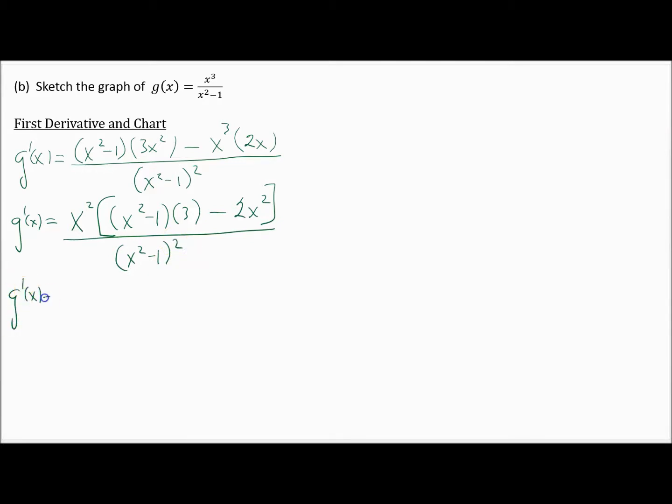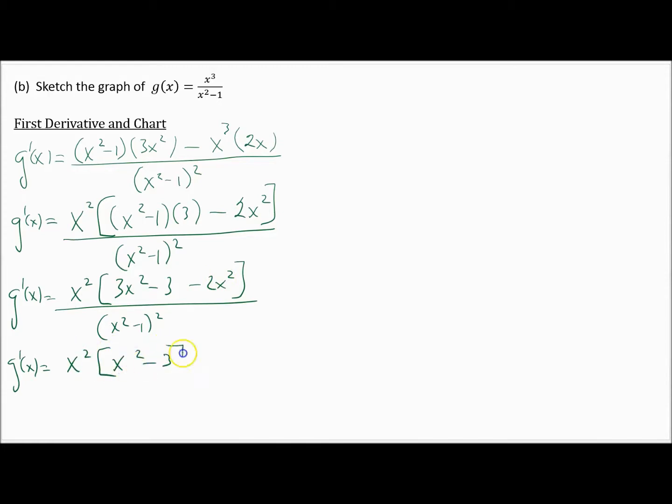Now what I want to do next is simplify what's in the bracket. So distribute the 3. So that's 3x squared minus 3 minus 2x squared over x squared minus 1 squared. I continue to simplify. I've got 3x squared minus 2x squared. That gives me x squared minus 3, all divided by x squared minus 1 squared. And I believe, y'all, that's about as simple as that needs to get.